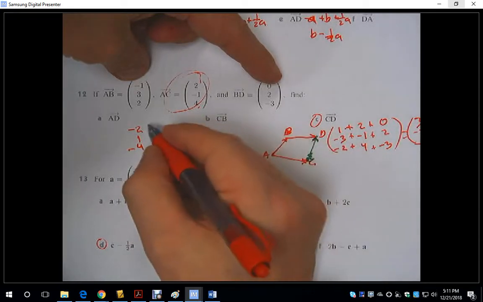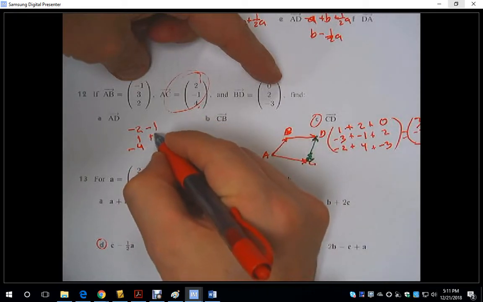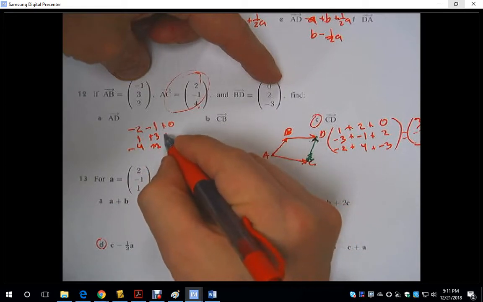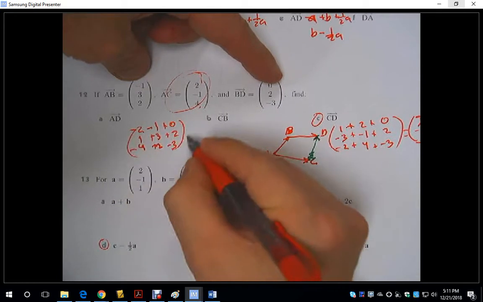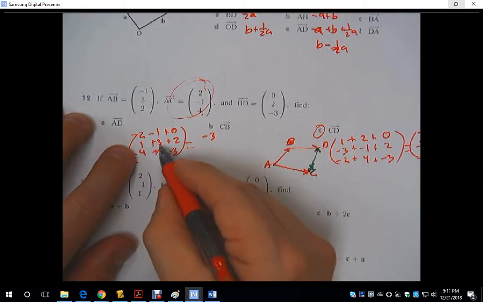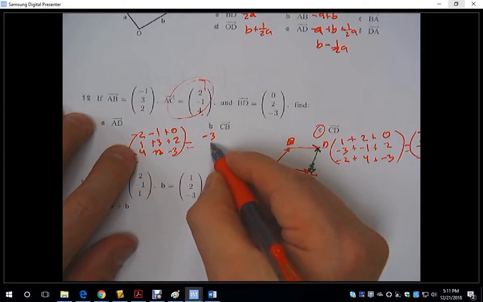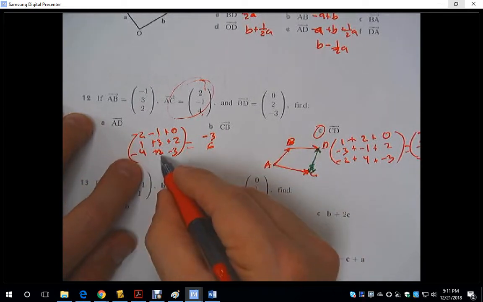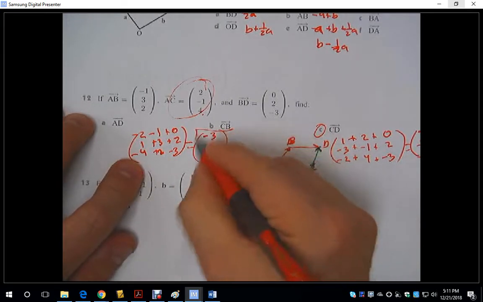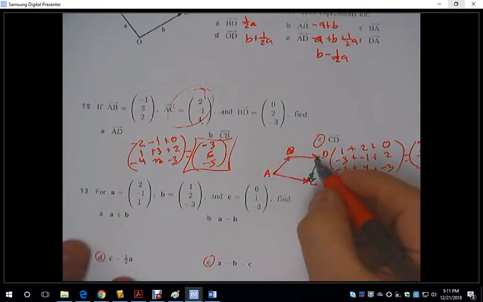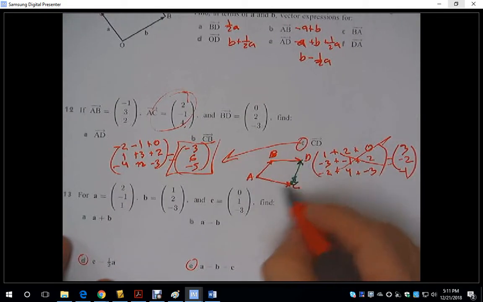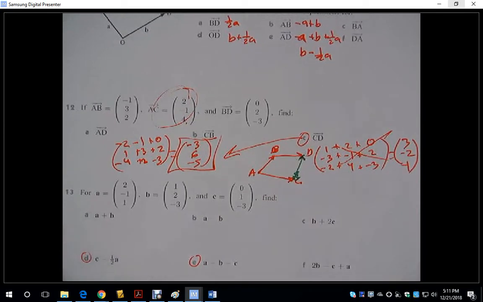So that would give me negative 1, 3, 2, and 0, 2, negative 3. That would give me negative 2 plus 1 gives me negative 3. 1 plus 3 gives me 4, plus 2 gives me 6, and then negative 4 plus 2 gives me negative 2. Negative 2 minus 3 gives me negative 5. Yeah, my notes say that this should be the answer for C. Not this. I reversed the wrong vector. I should be a little bit more careful with that.